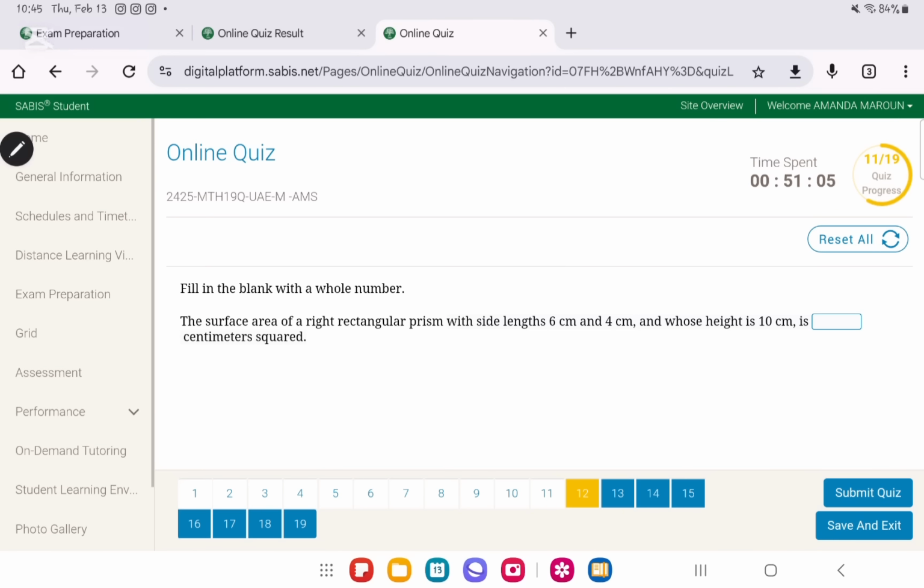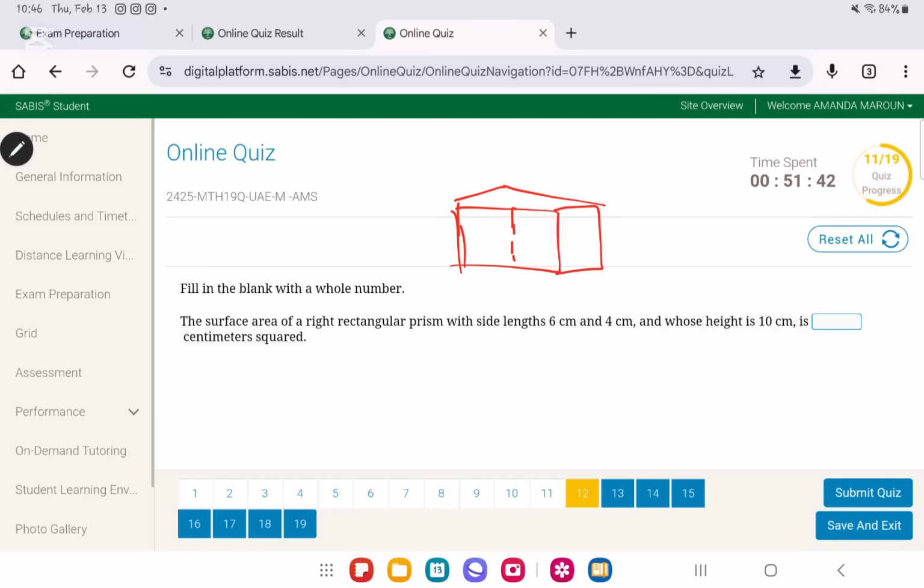The surface area of a right rectangular prism with side lengths 6 cm and 4 cm, whose height is 10 cm, is how many centimeters squared? Very simply, we're going to imagine this is the rectangular prism. It looks something like this, okay? Now, we're dealing with the rectangular prism, yes? So, the surface area is the addition of all of these sides.